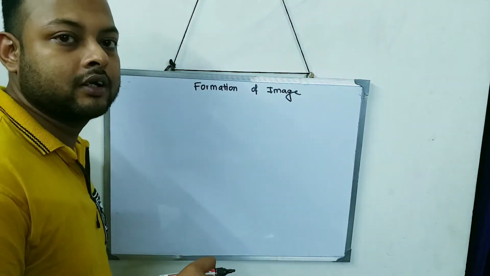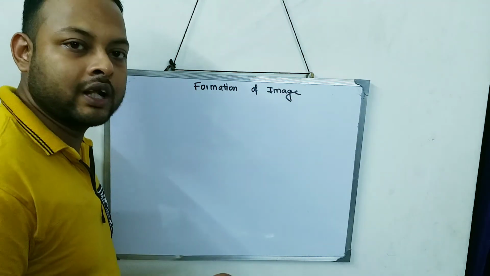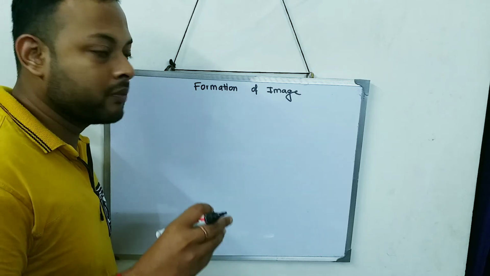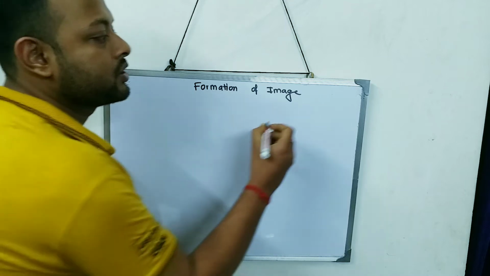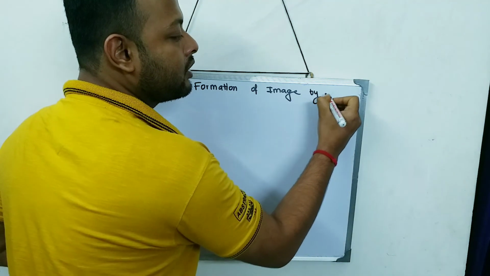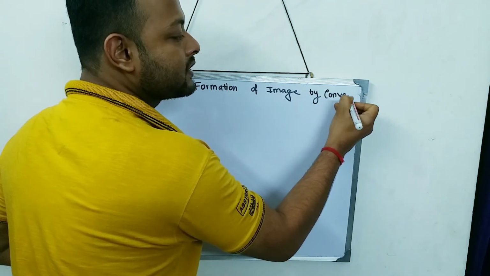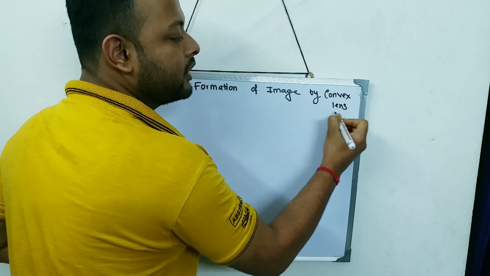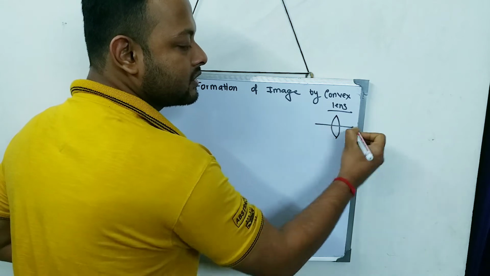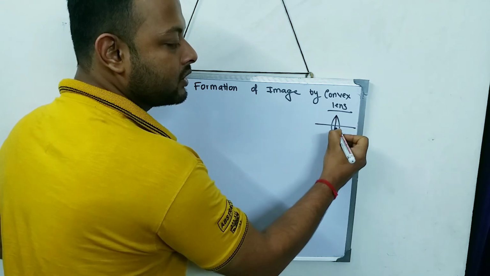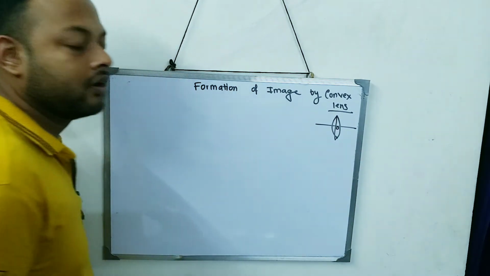In today's lecture we are going to confine ourselves to the formation of image by only convex lens. Okay, if you have forgotten what is convex lens, this is the convex lens, where this is the optical center.